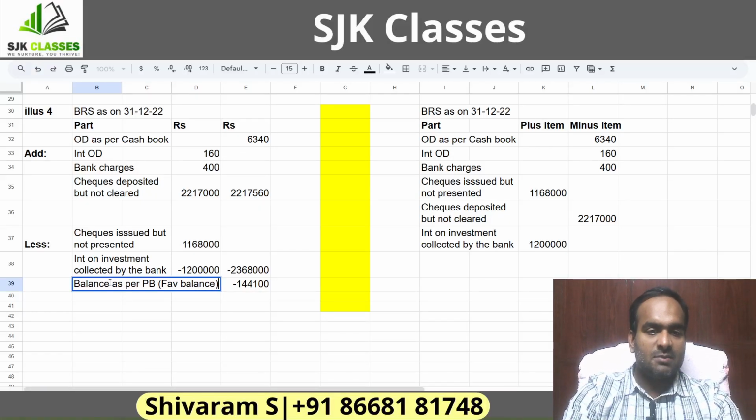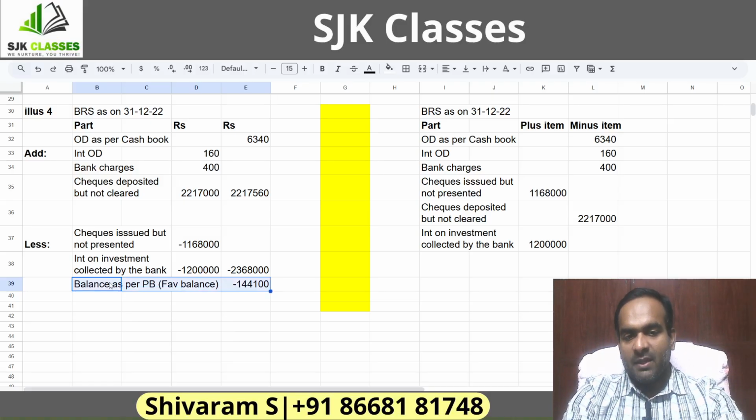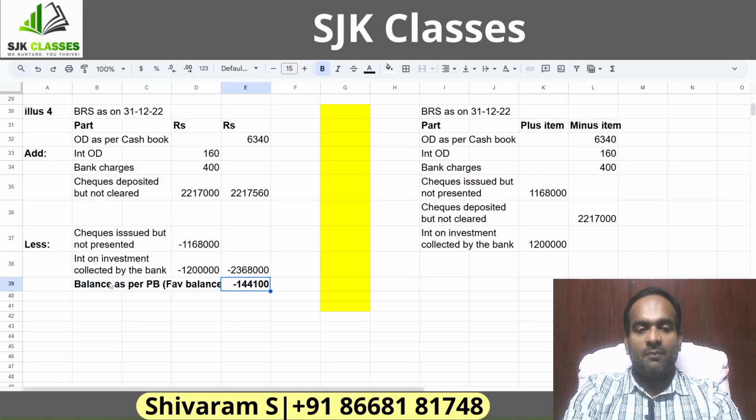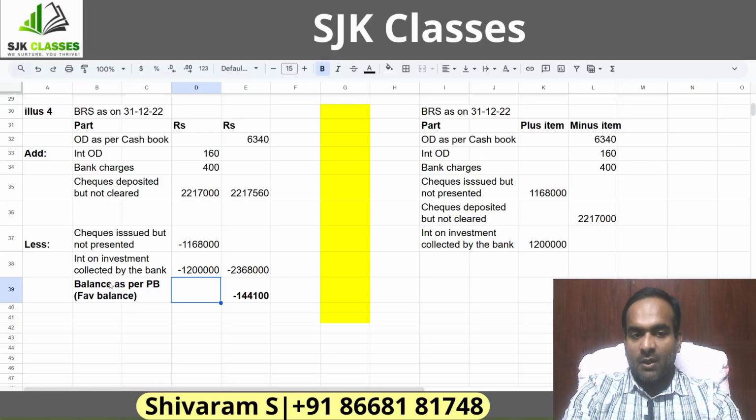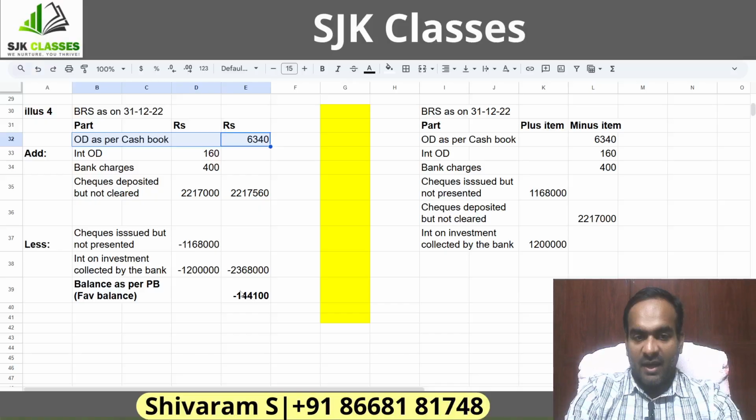So be careful on this because there's a high chance that you might make a mistake here. You'll presume it to be negative because the answer is negative. We presume it to be an overdraft, but that's not the case because I have taken my opening balance, which is an overdraft, as a positive figure. So if the resulting answer is negative, it should have the opposite effect. That means a favorable balance. So as per passbook, the amount is favorable, whereas as per cash book, the amount is unfavorable.